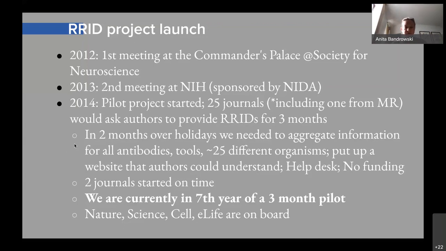So basically in about 2 months over the holidays, we needed to aggregate all of the information that was needed, not just for antibodies, but also for software tools, which was agreed upon by the journals, as well as about 25 different model organisms, and put up a website that could be used by authors easily. For that, we needed a help desk. Oh, and by the way, we didn't have any additional funding to do this. So that was fine. We were actually able to do that.